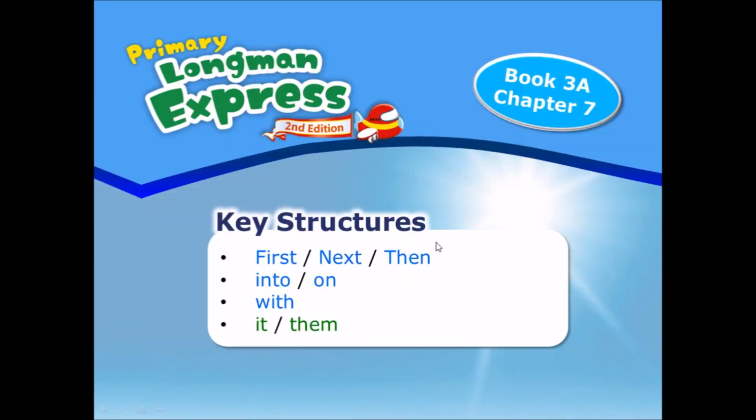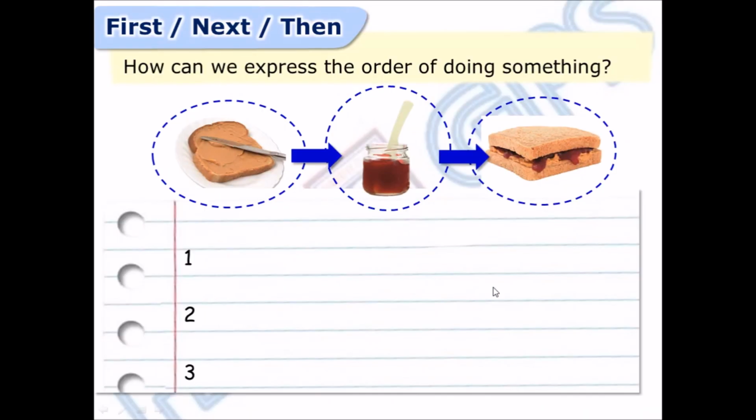Key structures. We have connectives: first, next, then. Prepositions: into, on, with. Object pronouns: it, them. How can we express the order of doing something? Let's look at the pictures.